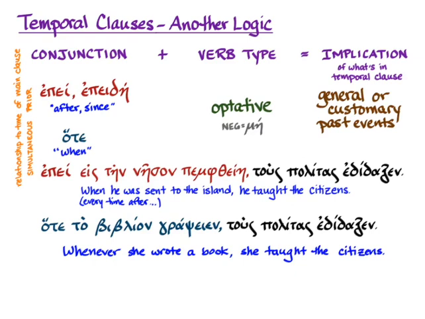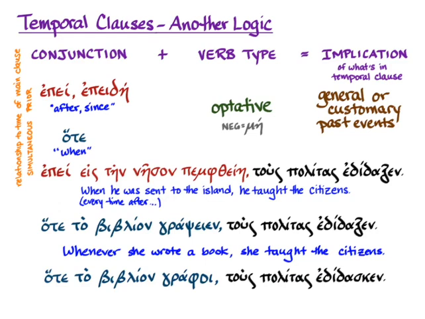Again, we get the implication of general or customary in the past, and this time it's going to be while she's doing it. She taught the citizens. It's simultaneous action. Hote to biblion graphoi, tous politas edidasken. Whenever she was writing a book, she was teaching the citizens. So you can hear how the English translation is getting across the idea that it usually happened and that it was in the past, and that the things were happening at the same time, that the temporal clause with the hote is getting across the idea of simultaneous action.